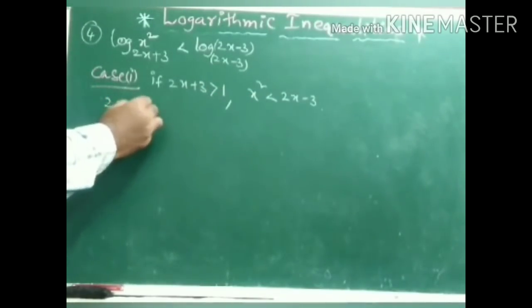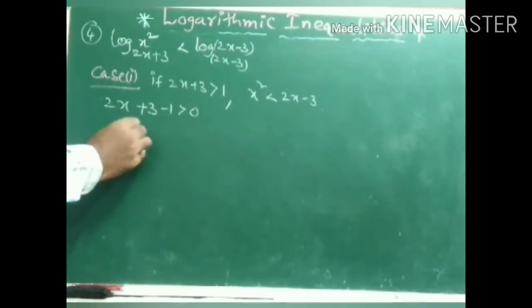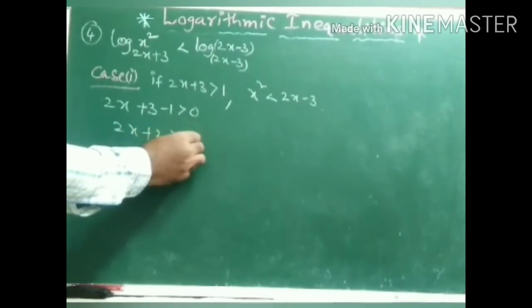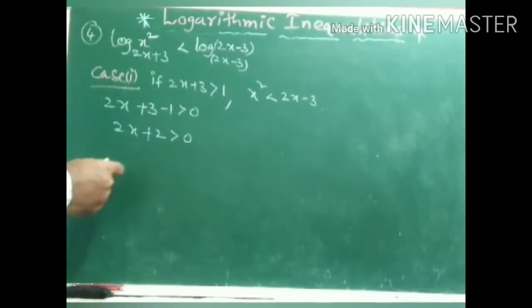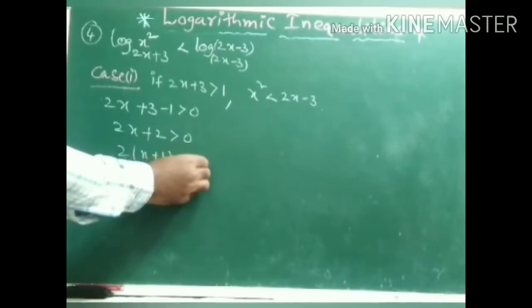So 2x plus 3, and bring the 1 to this side: minus 1, which is greater than 0. So that is 2x plus 2 greater than 0. Hence, 2 into x plus 1 greater than 0.